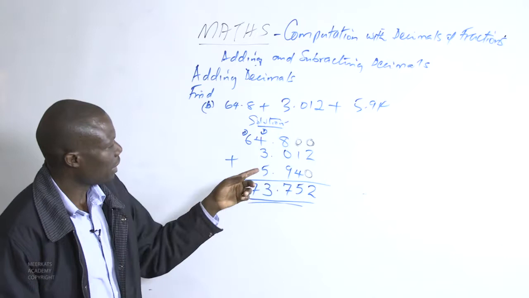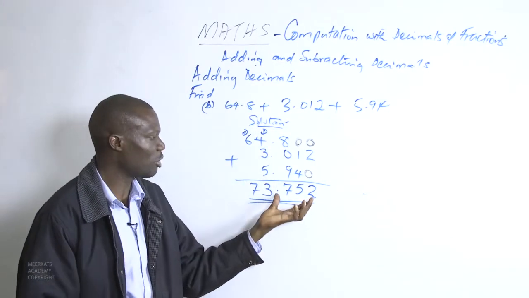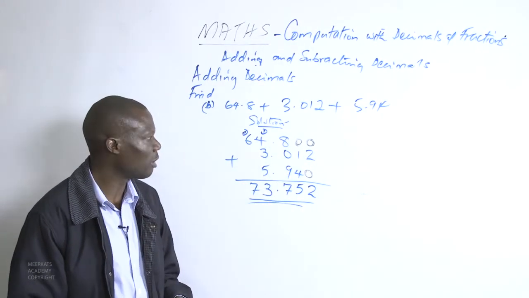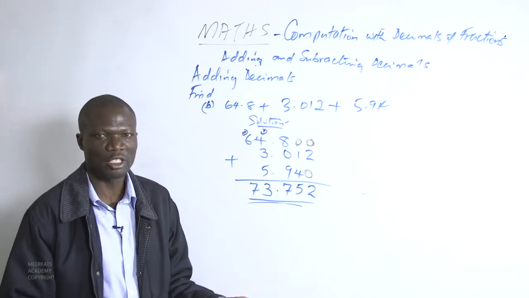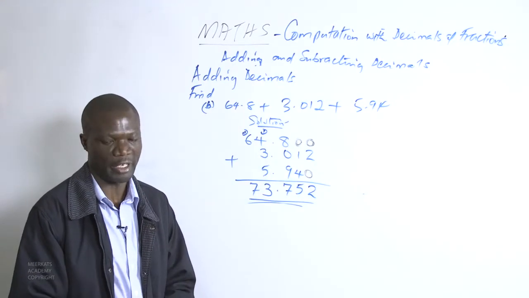73.752. The alignment of the decimal point will always remain. The number of decimal places depends on the highest decimal place. So this highest had 2. But if this last digit was just 0, it is insignificant. We can leave it out or we put it there.